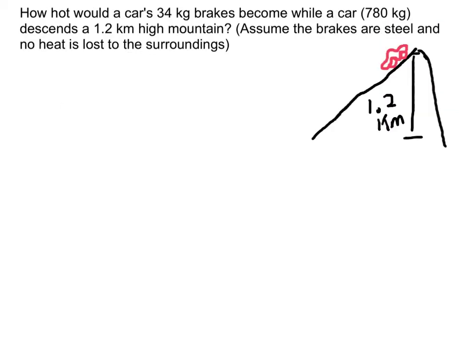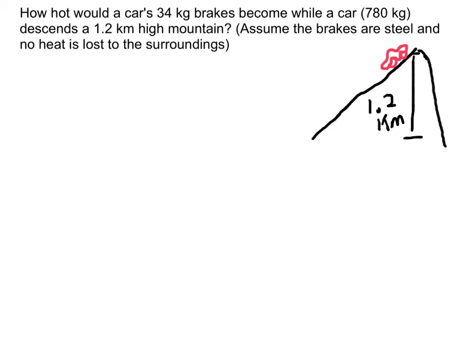Alright, so in this problem, we're looking at a car coming down a 1.2 kilometer tall mountain, and how hot are these steel brakes going to end up becoming? And we got to make a few assumptions in this problem. First assumption we have to make is that energy is conserved and not lost to the environment, which is not true, right? A lot of the thermal energy that's going to be produced on these brakes is going to be lost to the air around. So please remember that, take that into account whenever we get to the answer.